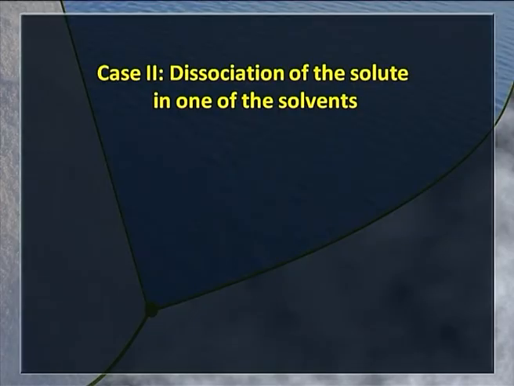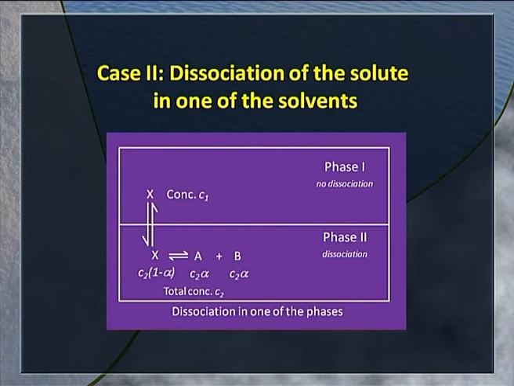Let us look at case 2. What happens if the solute undergoes dissociation in one of the solvents? You can see in the figure that solute X has a concentration C1 in phase 1 where there is no dissociation, and in phase 2 it undergoes dissociation into A plus B. As in the earlier case, let X be the normal formula of the solute. Let us assume that it remains unchanged in liquid phase 1 but undergoes dissociation into A and B in liquid phase 2. Let C1 be the concentration of the solute in phase 1.